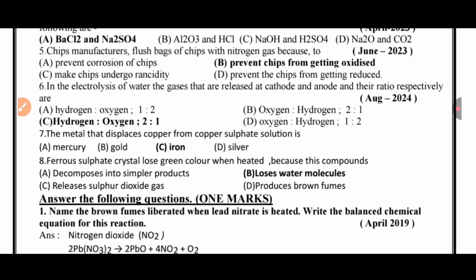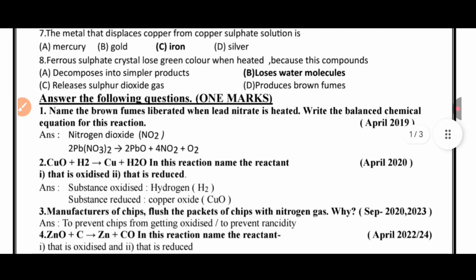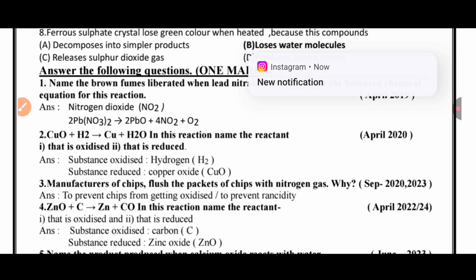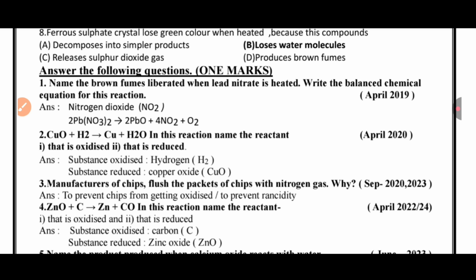Next question. Ferrous sulfate crystals lose green color when heated because these compounds: decompose into simple products, lose water molecules, release sulfur dioxide gas, or produce brown fumes. The correct answer is loses water molecules. One more question. Name the brown fumes liberated when lead nitrate is heated. Write the balanced chemical equation for this reaction. Nitrogen dioxide is the correct answer. 2Pb(NO3)2 when heated gives 2PbO plus 4NO2 plus O2.